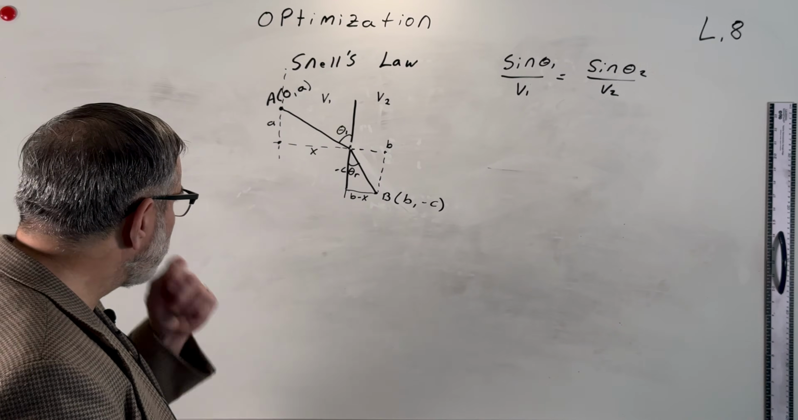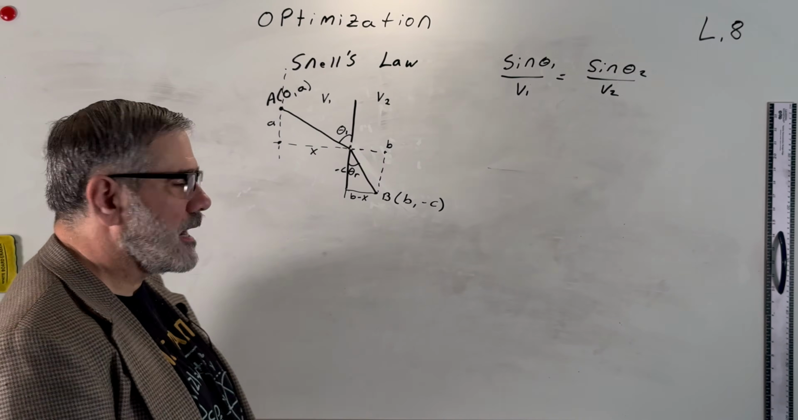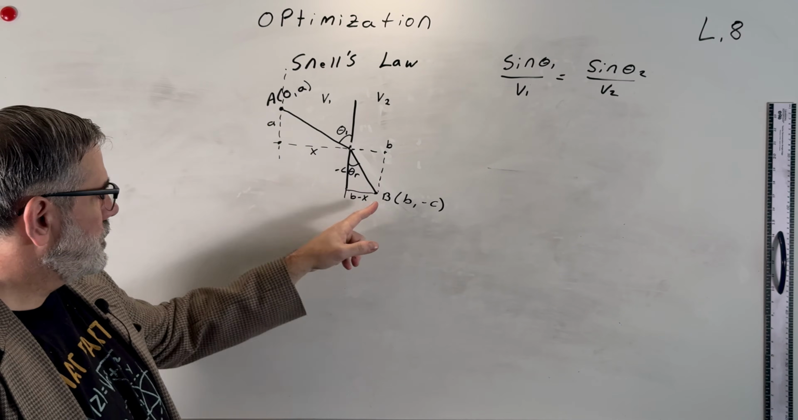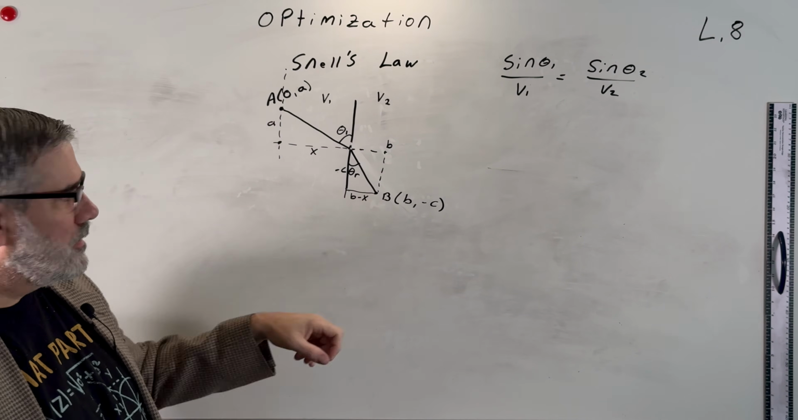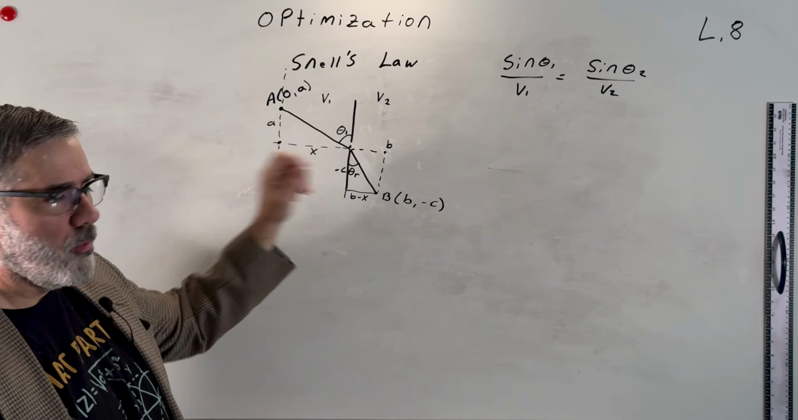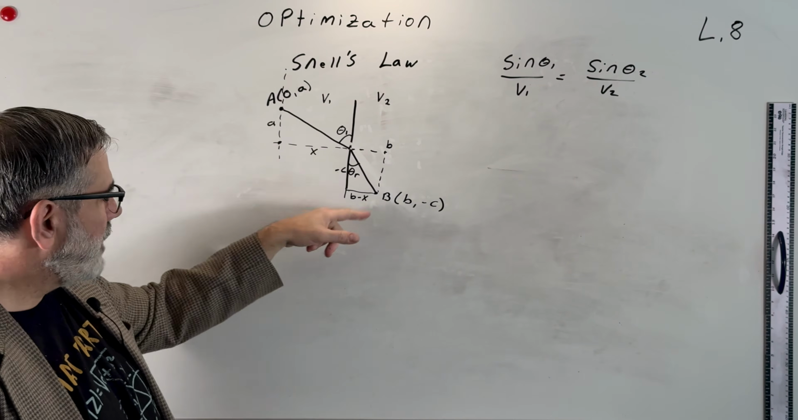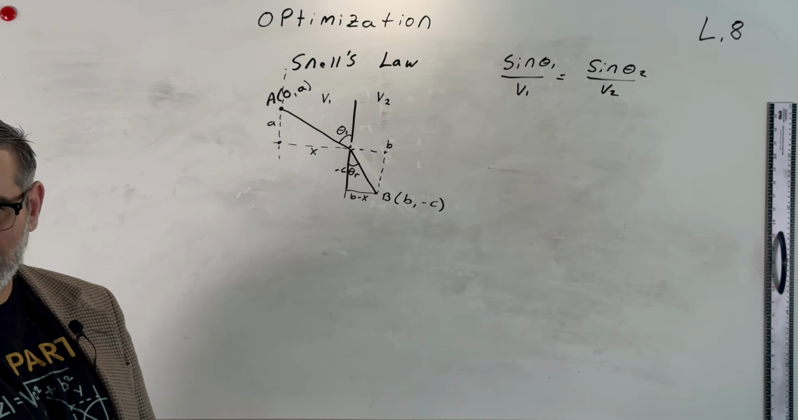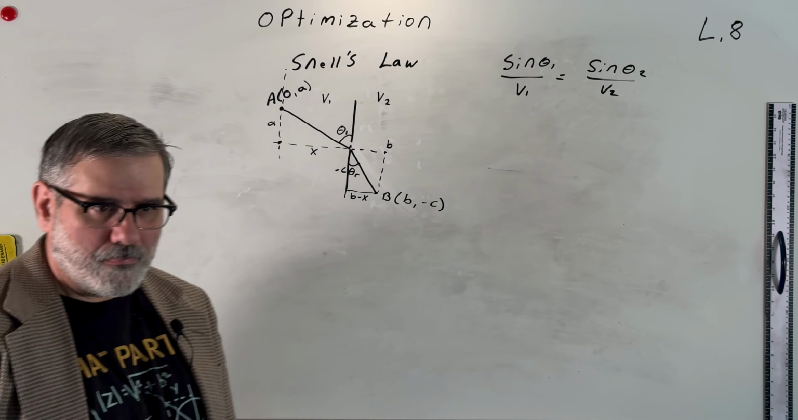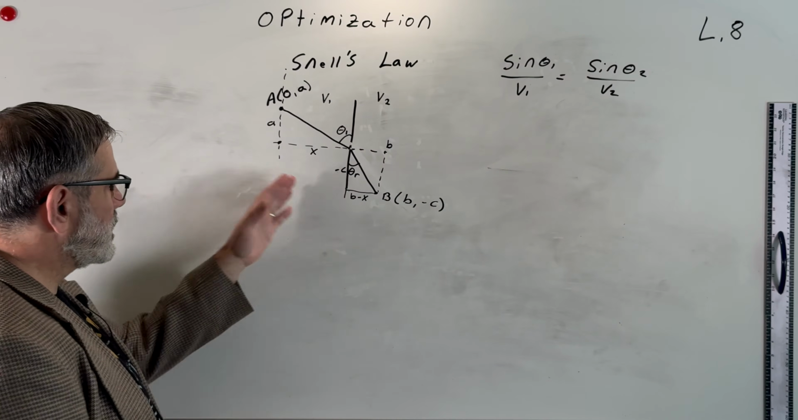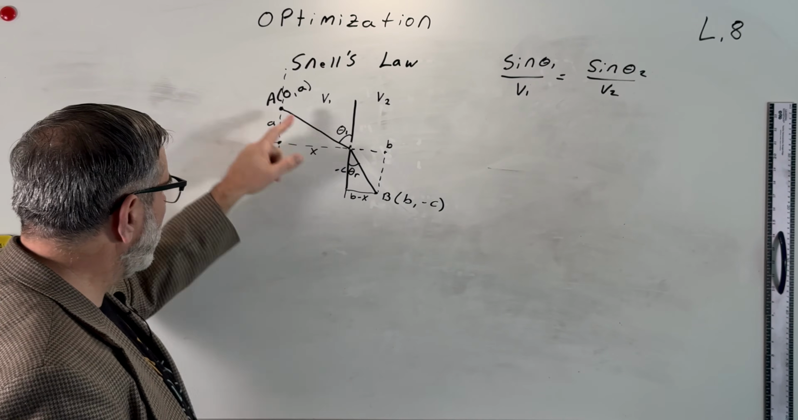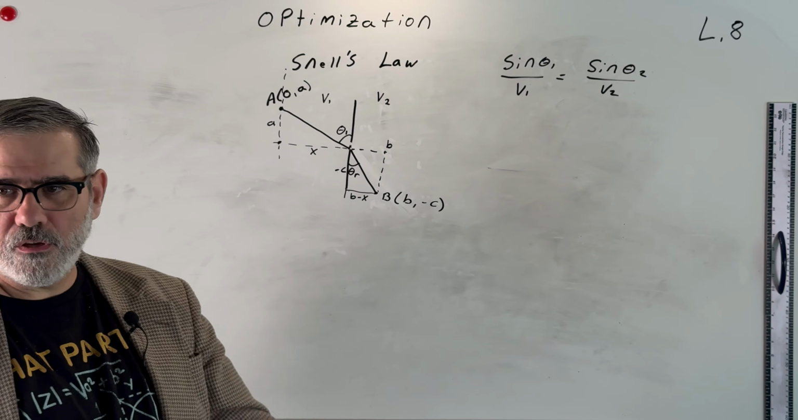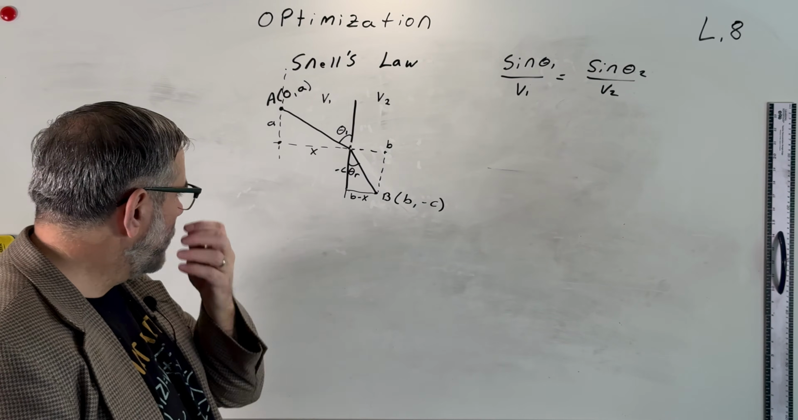This would be very similar to a problem that you might encounter if you had, say, a lifeguard and a person drowning in the ocean. They run faster on the beach, but swim slower in the ocean. Find the optimum path to get to the drowning swimmer in the shortest amount of time. It's the same problem, except in this case, we're talking about light. Light wants to go from this point A to this point B. What path does it take that gets it there in the least amount of time? That's what these kinds of problems are.